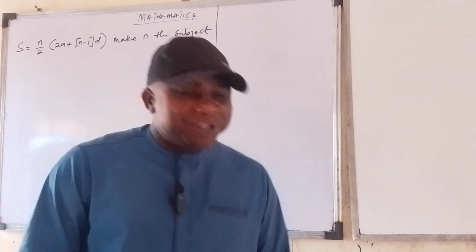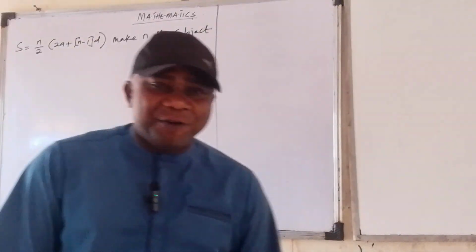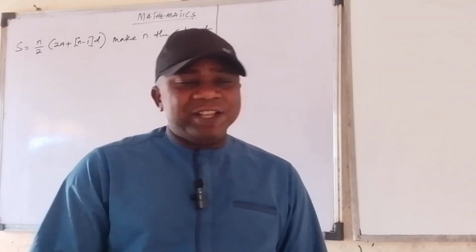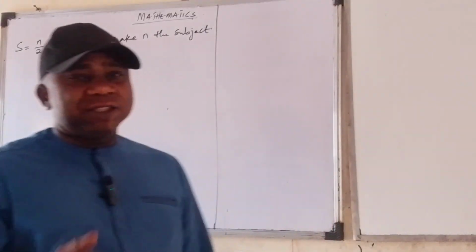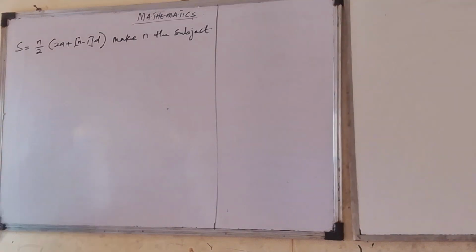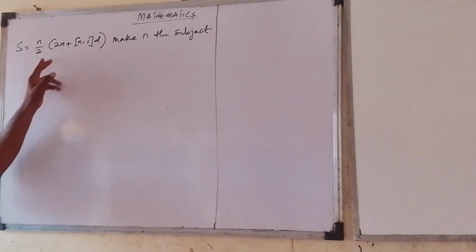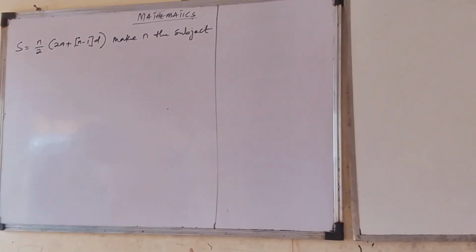Yes, we are going to be looking at another section of transposition of formula. This question is a very sensitive question, and let's watch to the end. Now, in this case, we're given s is equal to n all over 2, in bracket 2a plus n minus 1 times d, and we're asked to make n the subject.